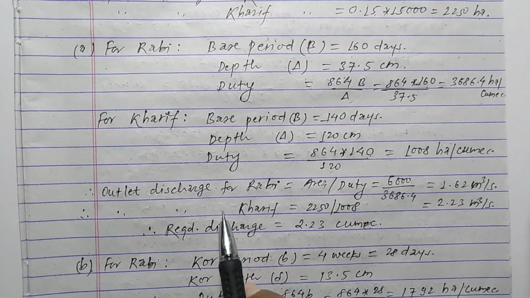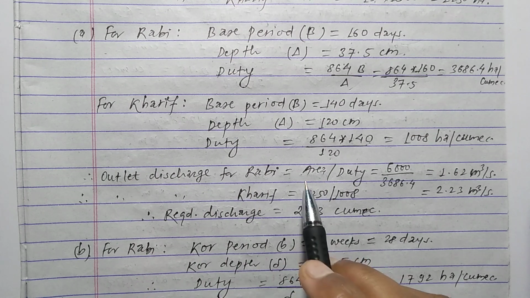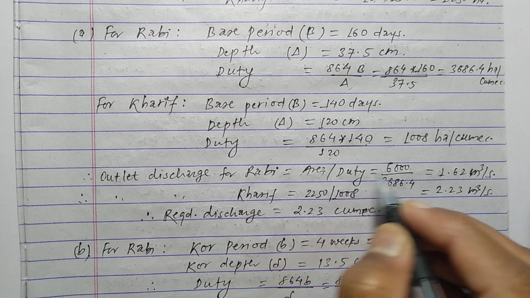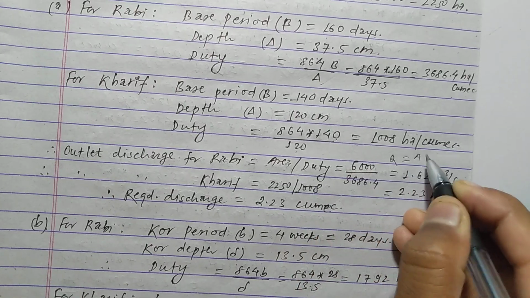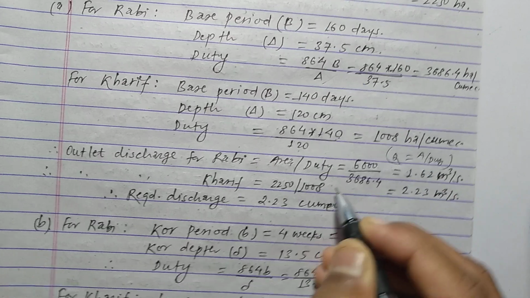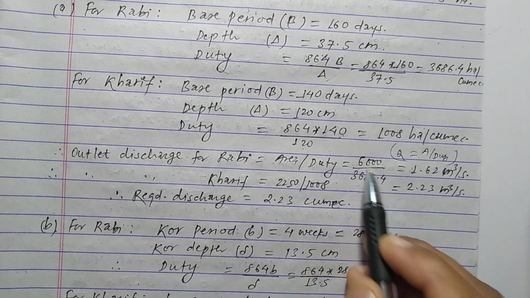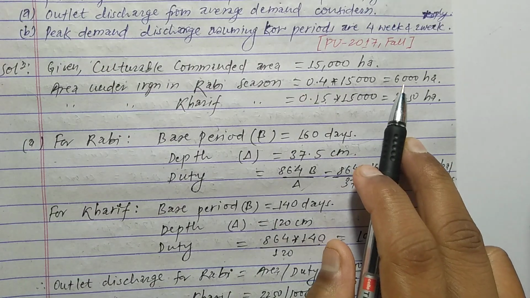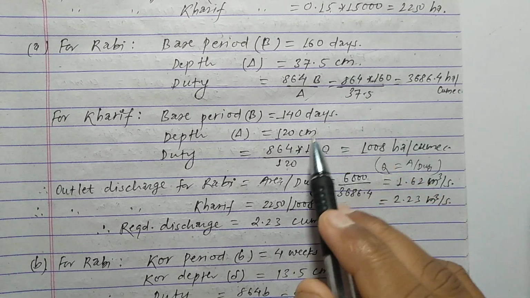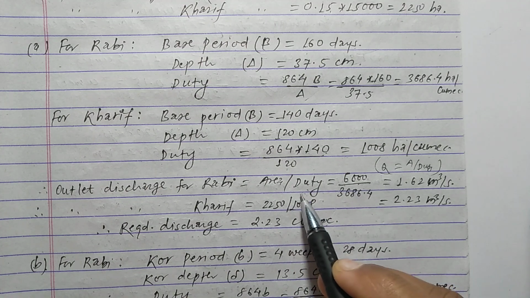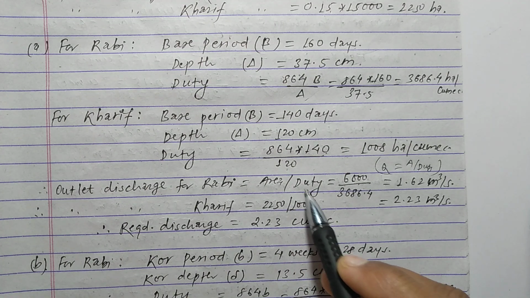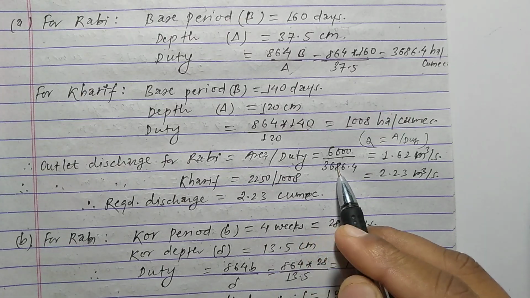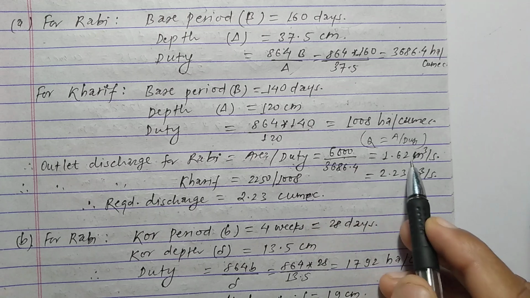Now we have to calculate the outlet discharge for Rabi, and we have already discussed this formula. For the discharge we use this formula: Q equal to area by duty. We have already calculated the area for the Rabi as 6,000 hectare, and the duty for the Rabi as 3686.4. We just keep these values in this formula, and we get outlet discharge equal to 1.62 meter cube per second.